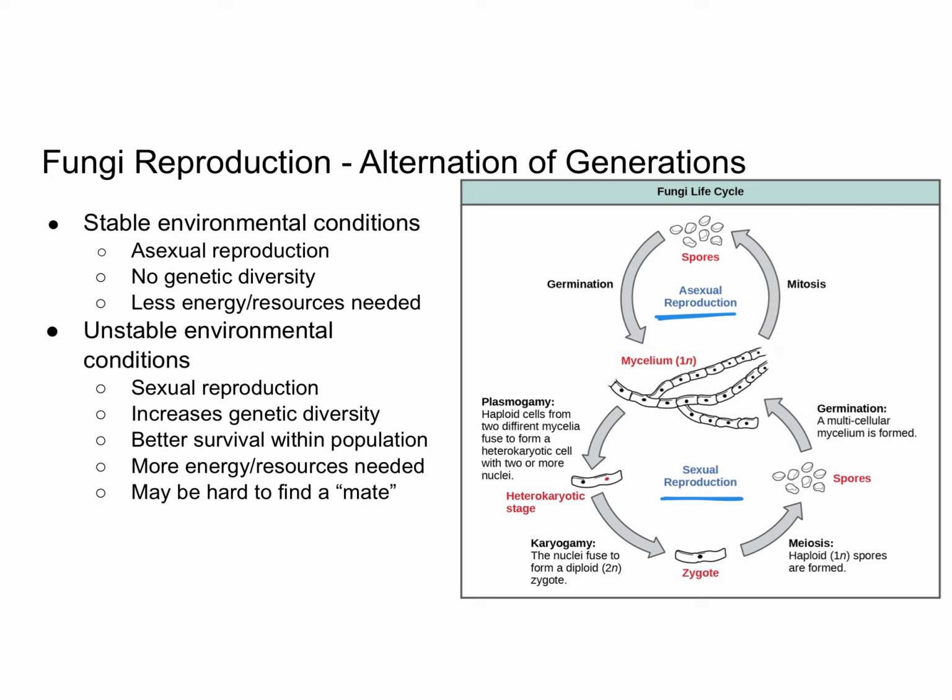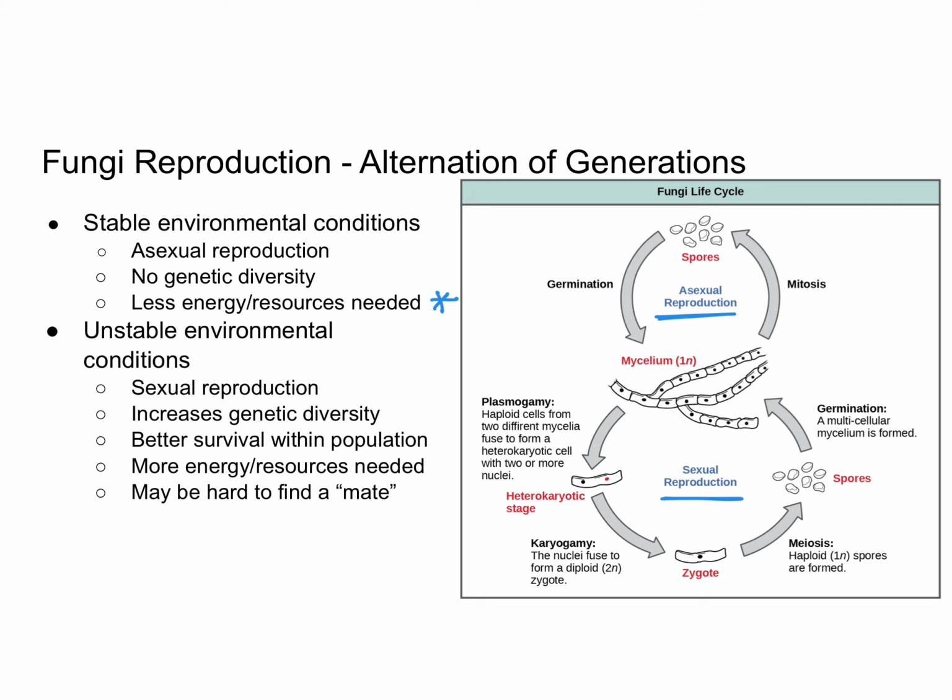So, when the environmental conditions are stable, usually asexual reproduction is favored. The reason for this is because it takes fewer resources and energy in order to do it. The fungus does not need to find a different mating type because it is asexual. It's just happening through mitosis. So, if the environment is stable, we also know that the fungi in this stable environment are well suited for that environment because they're surviving. So we don't really need the genetic diversity in order for the population of fungi to be okay.